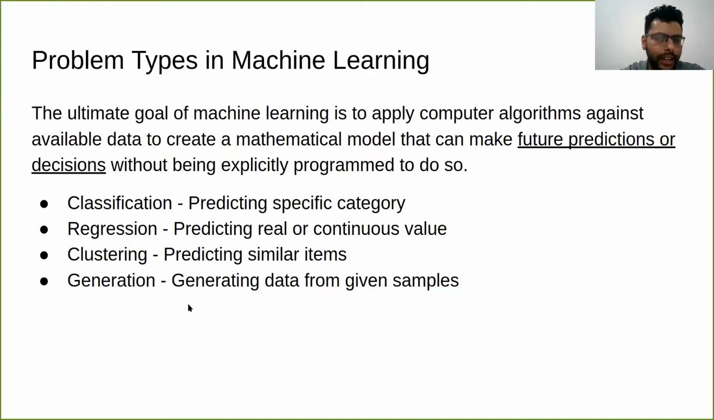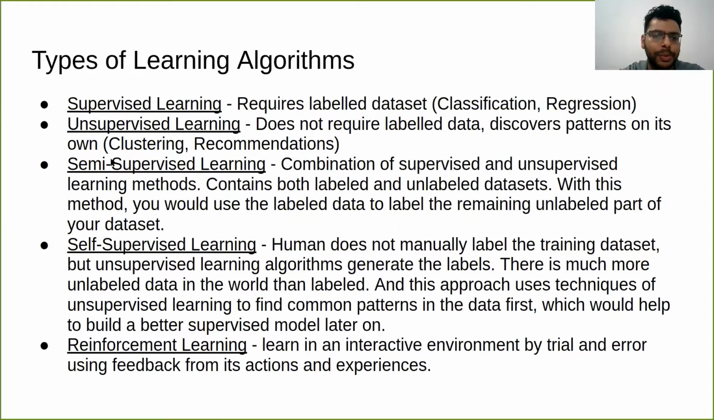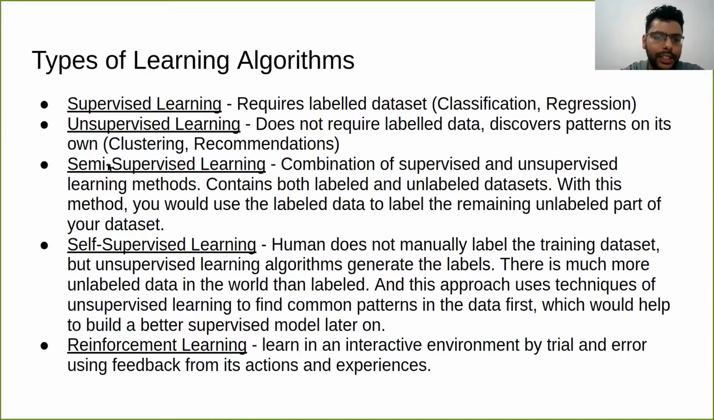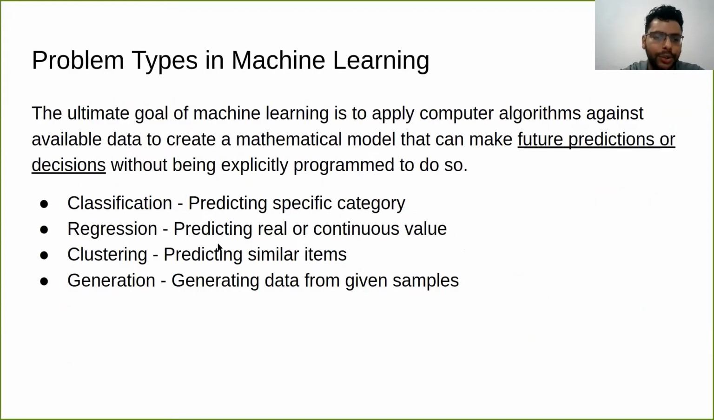And again, like I mentioned before, even if you're trying to do classification, it will be based on whether it is supervised learning, unsupervised, semi-supervised, self-supervised, and so on. Classification is mostly based on, say, supervised learning. Regression, we use supervised learning, clustering unsupervised, and generation also supervised. But there are some recent trends where research is heading towards using semi-supervised learning or self-supervised learning in order to create these kinds of models.